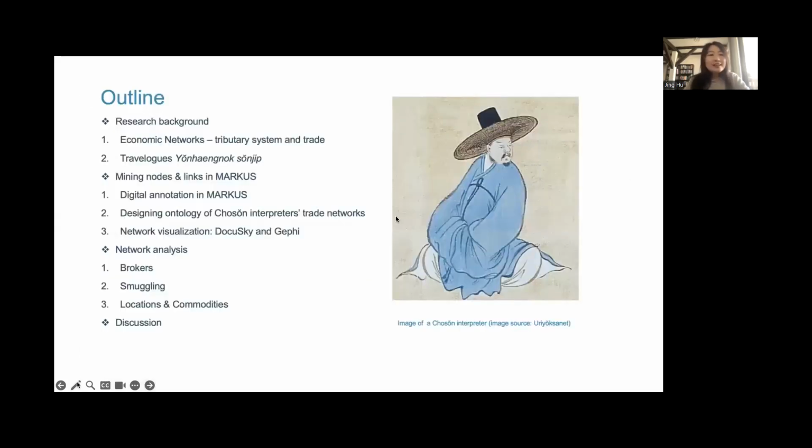Let's start. The outline of today's presentation will be comprised of 4 parts. One is research background, then it's more about the methodology, how I mine networks from the platform which is called MARKUS, and also how I visualize the networks by using 2 platforms. One is called DocuSky and another one is called Gephi. Then the third part will be network analysis, what I discovered from the networks I built. And the final part will be some discussion or concluding remarks for my talk.